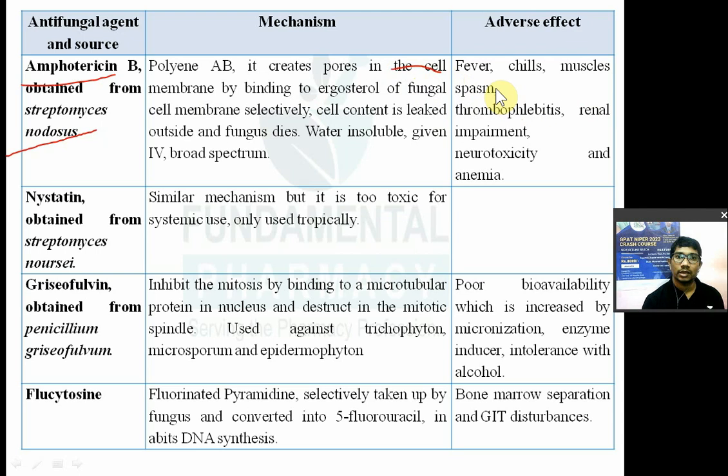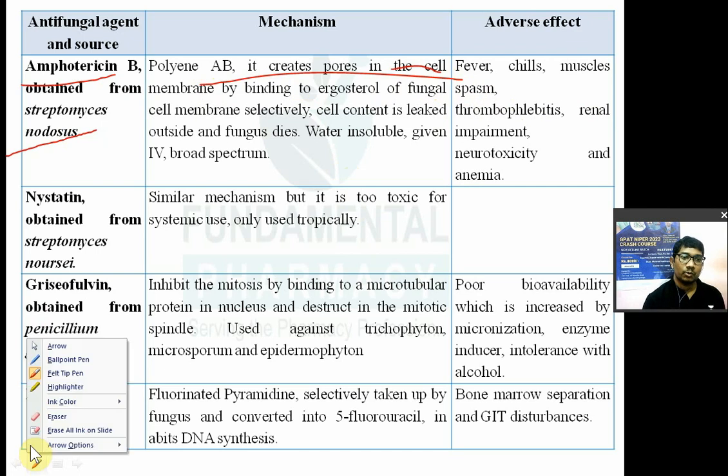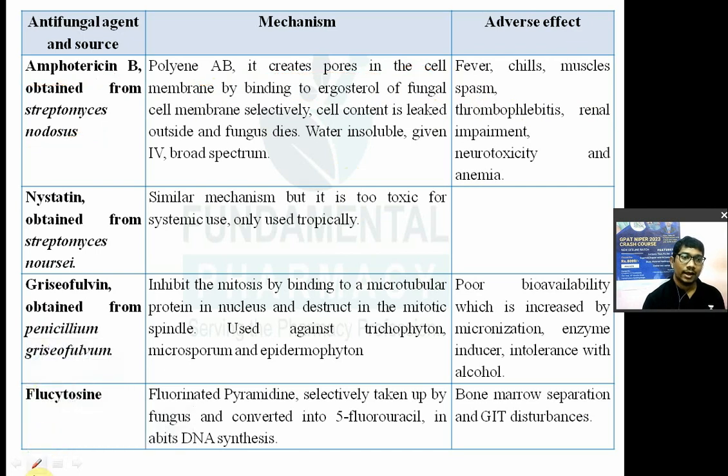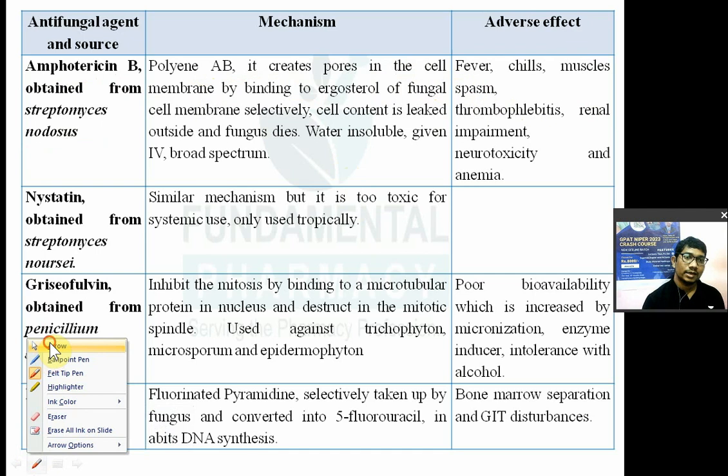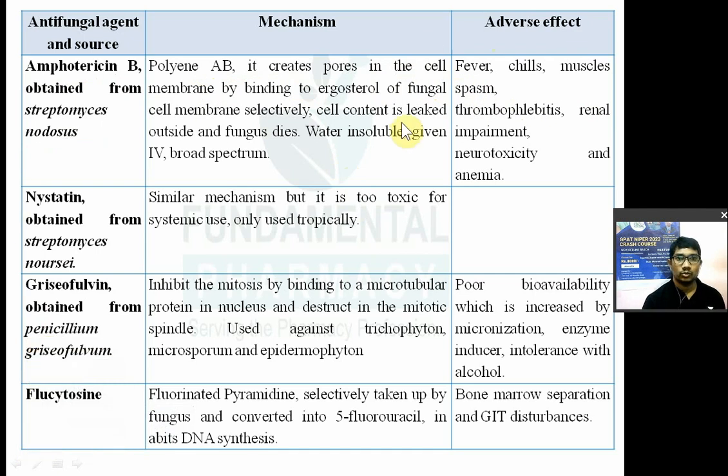क्या करता है ये? Pores करता है, which will create pores or holes in the fungal cell membrane. It binds to the ergosterol and creates pores in the fungal cell membrane, and that's why there is leakage of inside cell content and it leads to fungal death. So it is a broad spectrum antifungal drug, water insoluble, and that's why it is given by intravenous route.